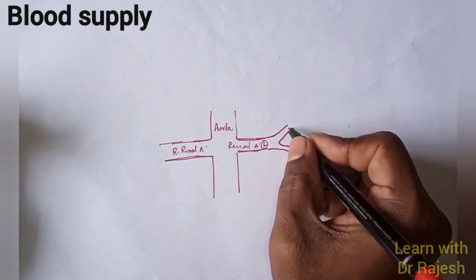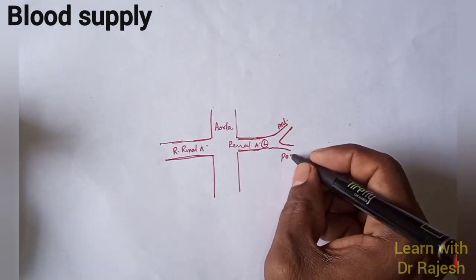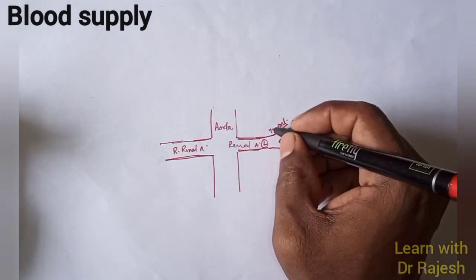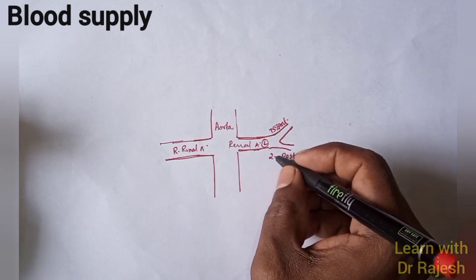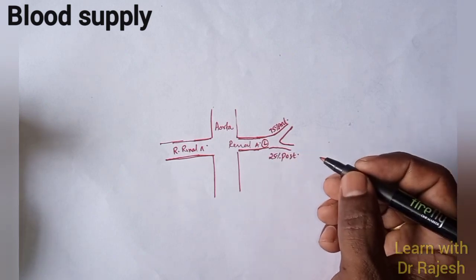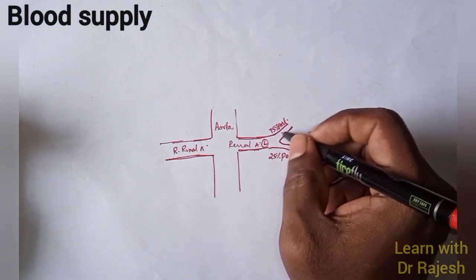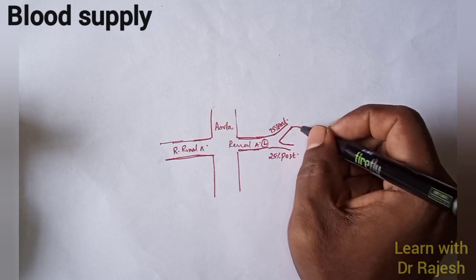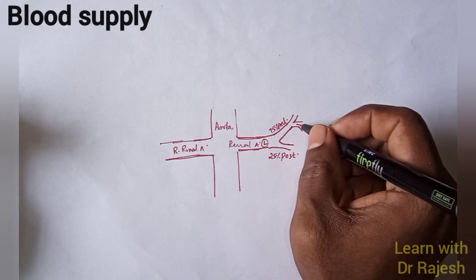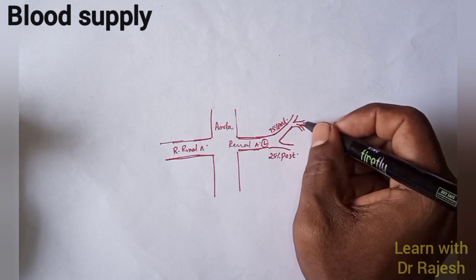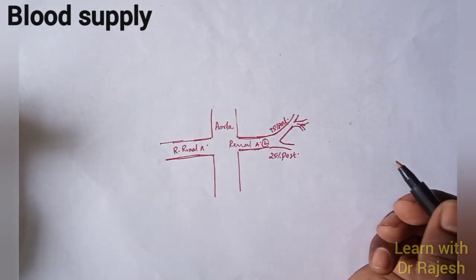A larger branch, which is the anterior branch, and a smaller posterior branch. This larger anterior branch carries almost 75% of the blood, and the posterior branch will be carrying about 25% of the blood. From here, the anterior division or the posterior division divides into the segmental branches, corresponding to the number of segments it is going to supply. So these are the segmental branches.